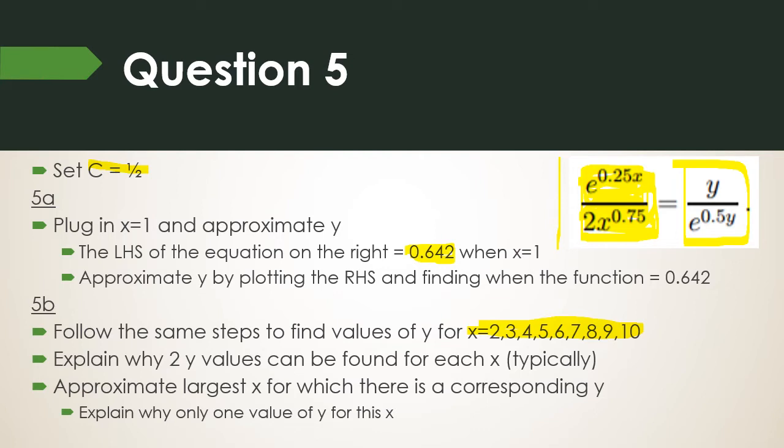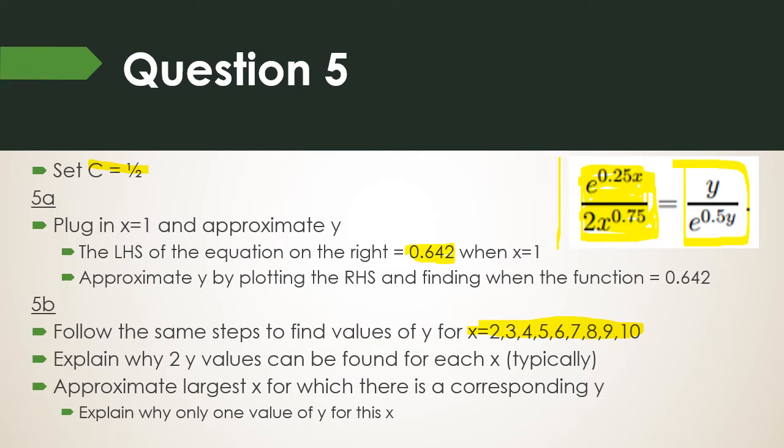And so it requires many steps, and I think the easiest way to do this is just make a table with all the x values from 1 to 10, and then the calculated left-hand side, and then the y values. And you'll see that for most x values that you use, you'll find two different y values for which this function equals the required value. And the question also asks you to explain why you typically have two such y values.